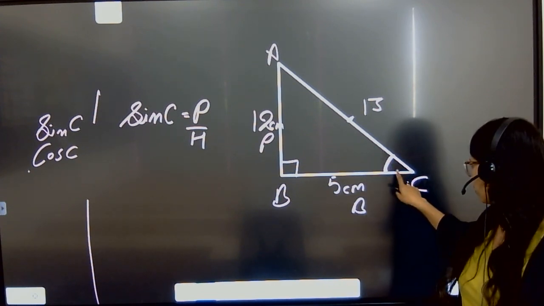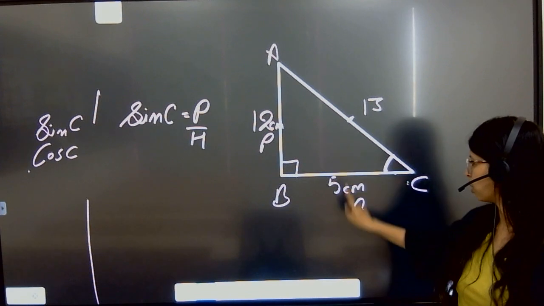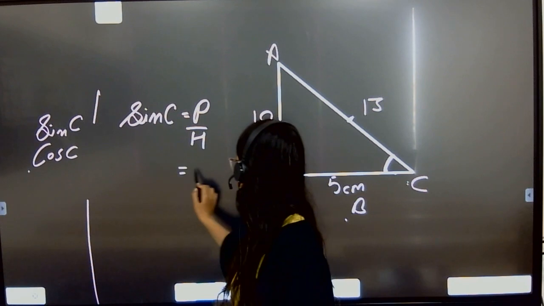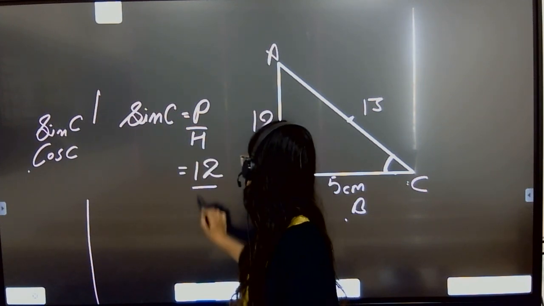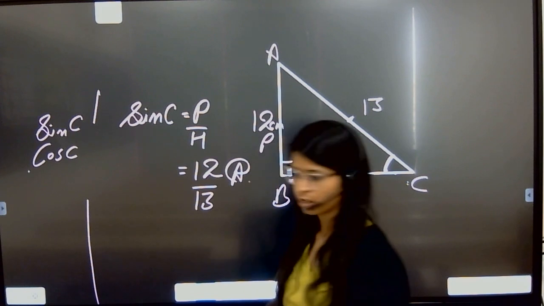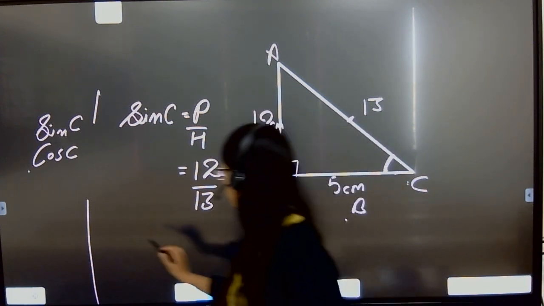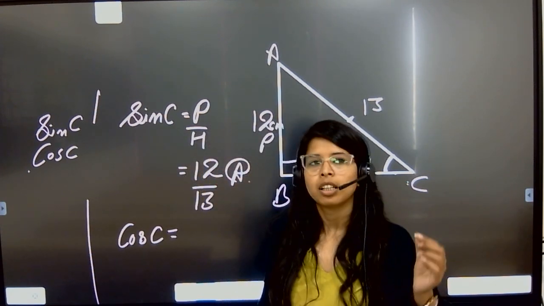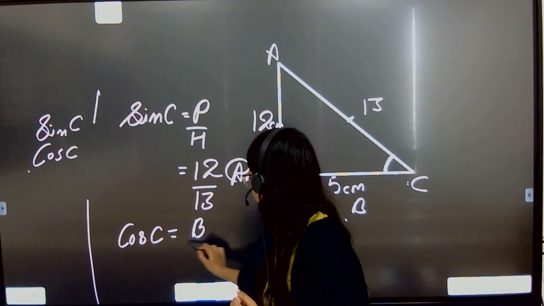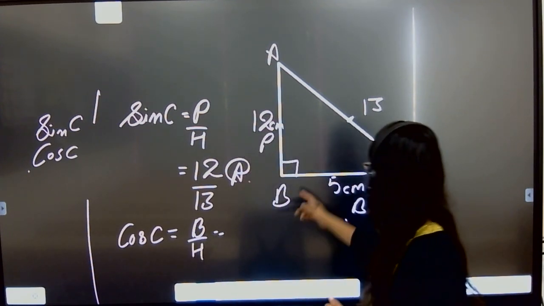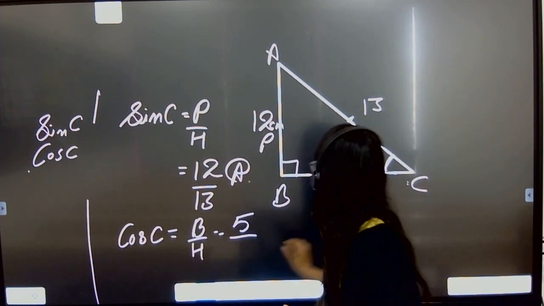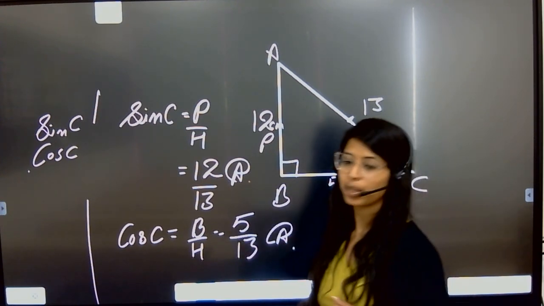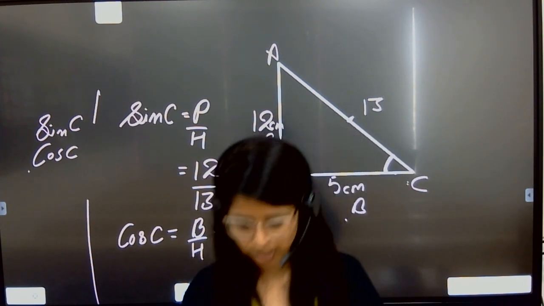So for now, I have this angle. This is our perpendicular, this is our base, this is our hypotenuse. Now I have the perpendicular is 12 and the hypotenuse is 13. So this is our answer for the first part. Same as for the cos C part, the cos C formula is base upon hypotenuse, right? The base here is 5, upon hypotenuse, which is 13. So this is our answer. Clear? I hope this part is clear. Thank you so much.